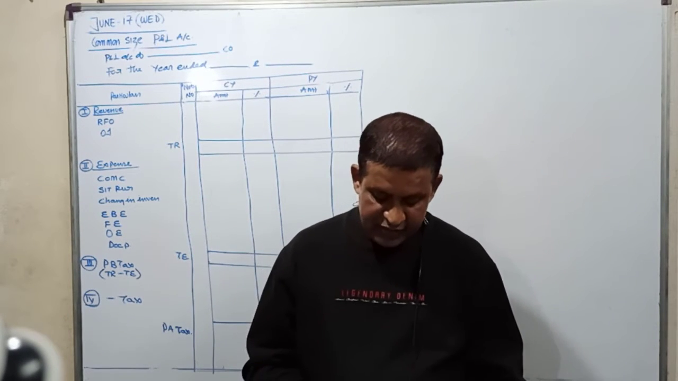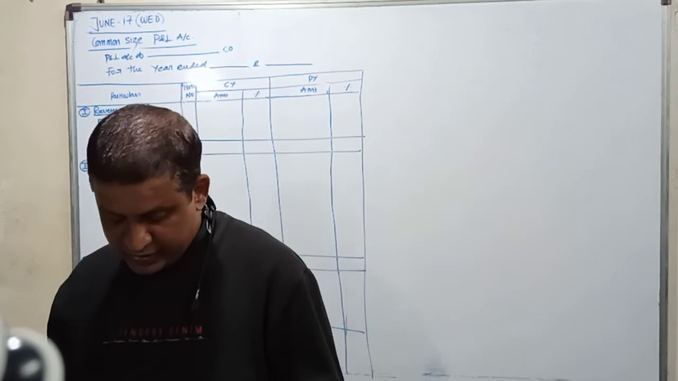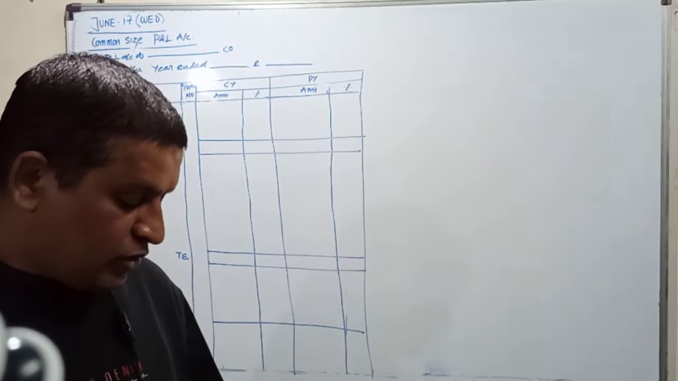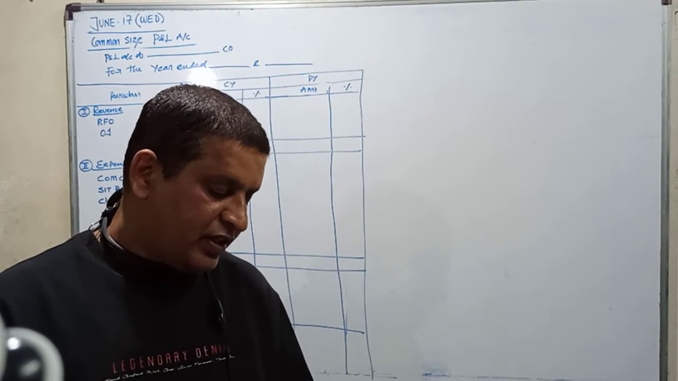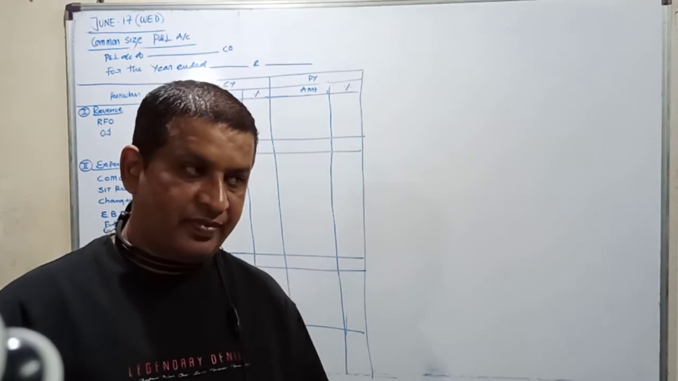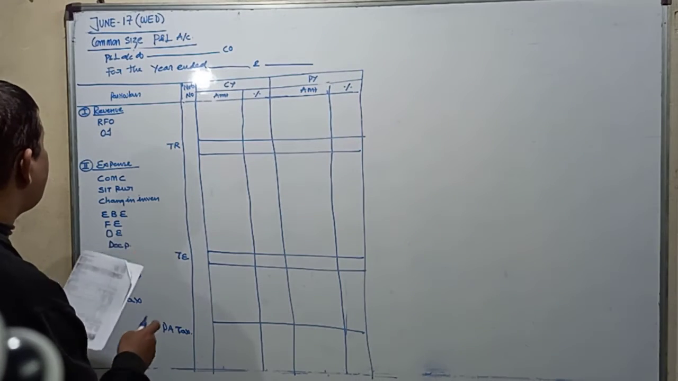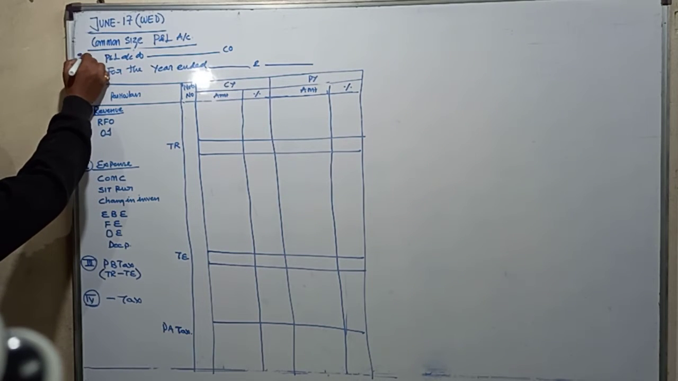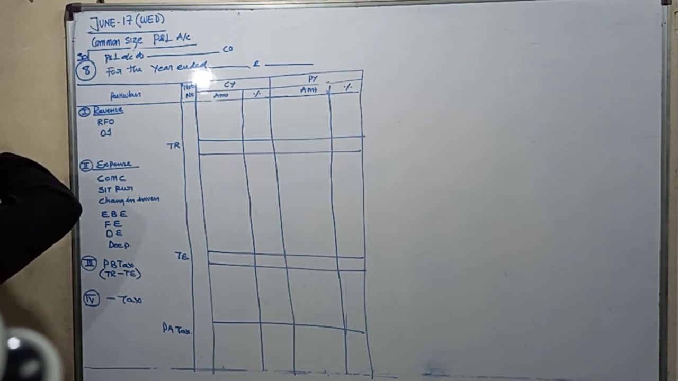31/3/2012, marked as PY, previous year. 31/3/2013 is the current year. So now he is asking us to solve this. So we are looking at the solution to problem number 8.